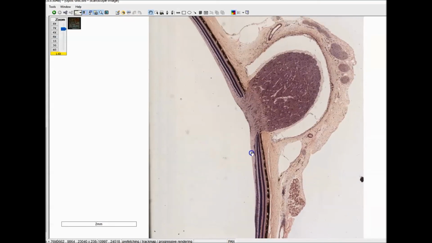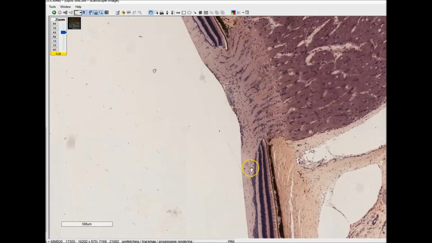So the first thing you're going to notice about this, even at a lower magnification, is that there's no layers. There's no nuclear layers, there's no plexiform layers, and there's, most importantly, no photoreceptors. So this is a blind spot. There's no actual image production that can occur here.